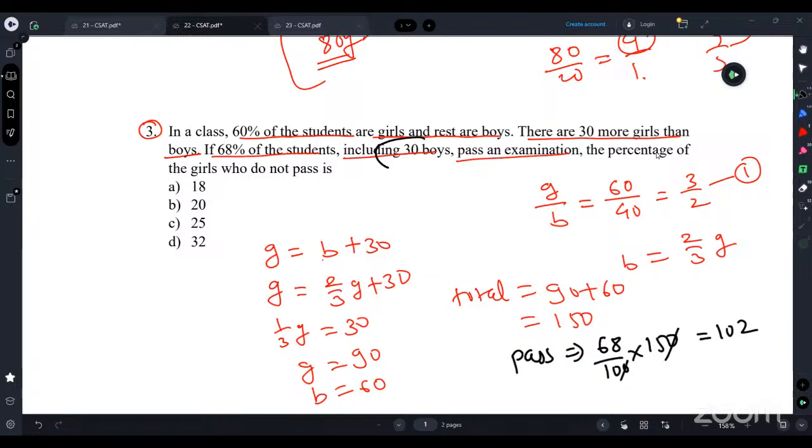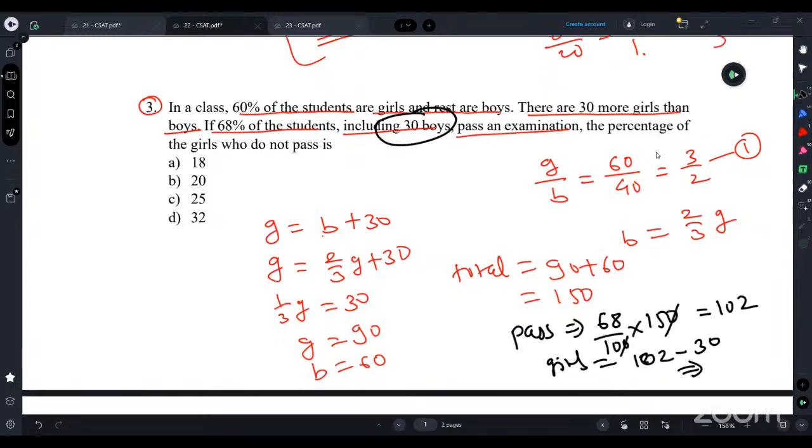But out of which how many are boys? 30 are boys, right? So how many girls will be here? Girls will be 102 minus 30, right? So what will be this value? This will be 72, right? 72. But how many girls do we have in total? 90. So how many failed girls basically? Failed girls will be 90 minus 72, 18.